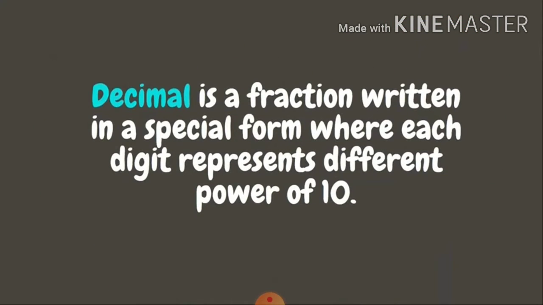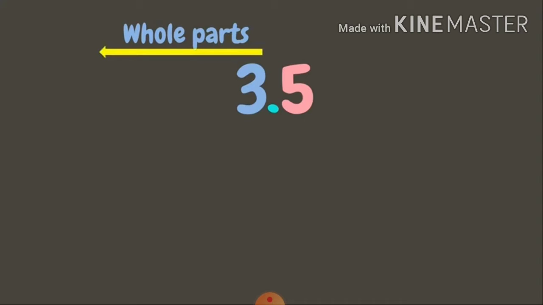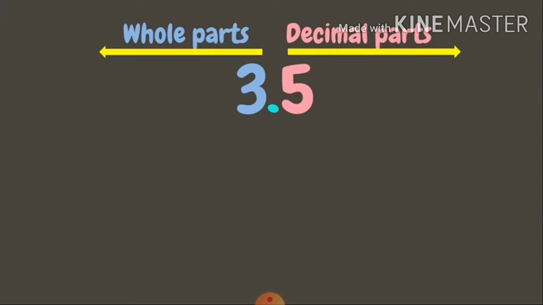A decimal is a fraction written in a special form where each digit represents a different power of 10. Let's have an example. 3.5. Decimals have 2 parts. The first one is the number on the left part. They are called whole parts. While the number on the right part is called decimal parts. And the dot between the right and the left side is what we call the decimal point. The decimal point separates the whole parts and decimal parts.